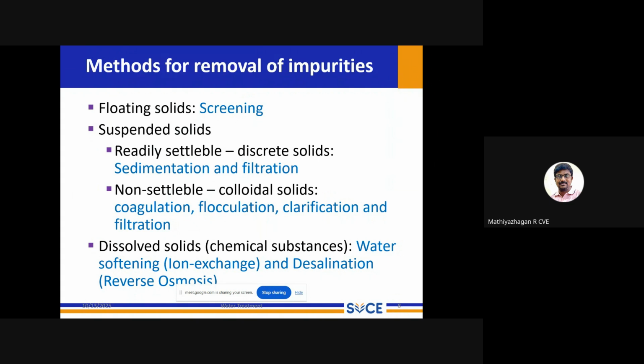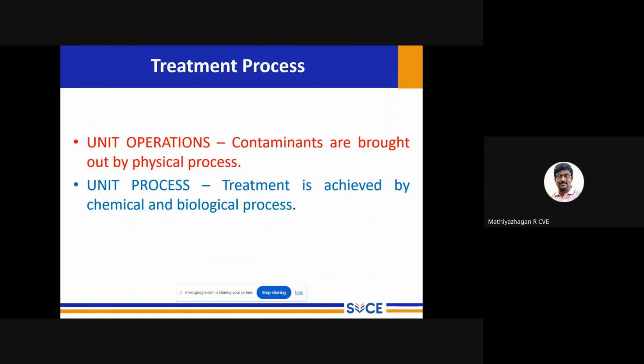So briefly, I will explain the coagulation, flocculation, clarification, as well as the filtration process. Then for the dissolved substances, yes, we go for water softening, or to convert the saline water or seawater to distilled quality, yes, we go for reverse osmosis or a thermal desalination process. So these are all the methods available to remove the various types of solids.